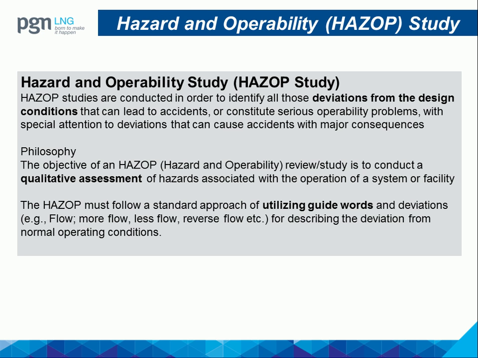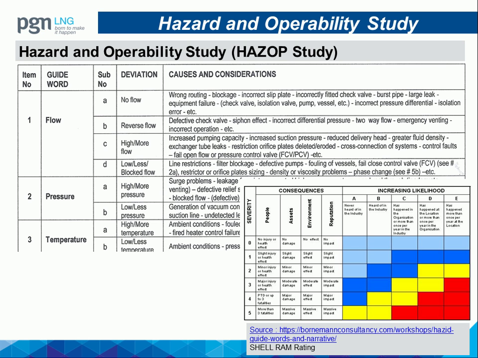The next one would be HAZOP, Hazard and Operability Studies. This is more deep down. Normally it's based on the P&ID of the design, so the real design. And basically it is done to identify all those deviations from the design condition that can lead to accident. The objective is to conduct a qualitative assessment of hazard associated with the operation of a system or facility. And there is a standard approach using guide words, like what I show you in this presentation.